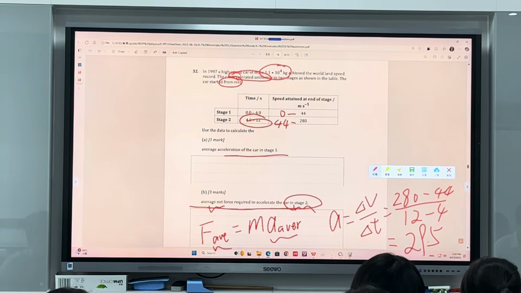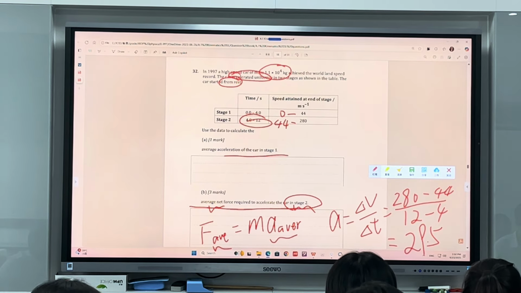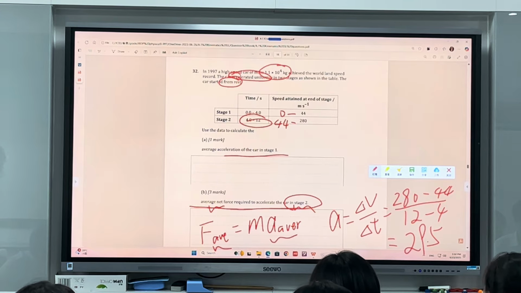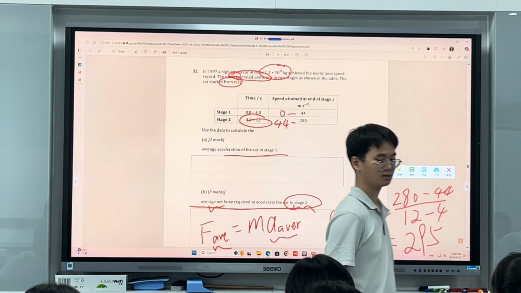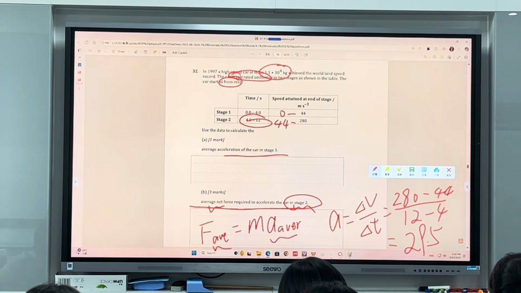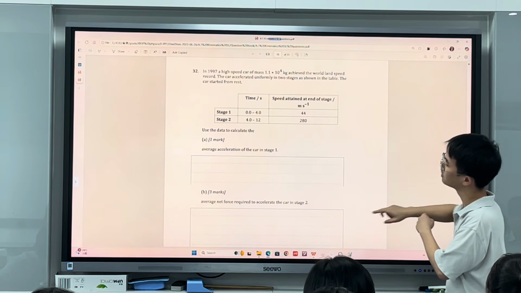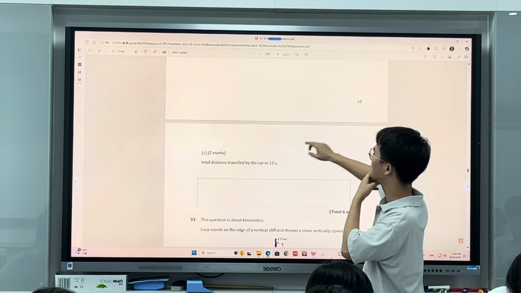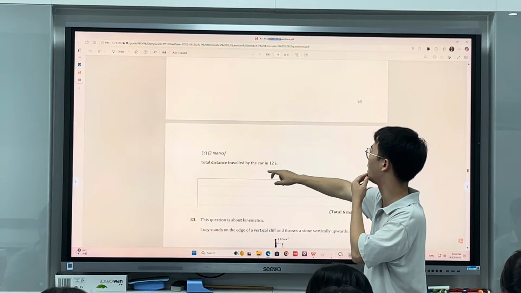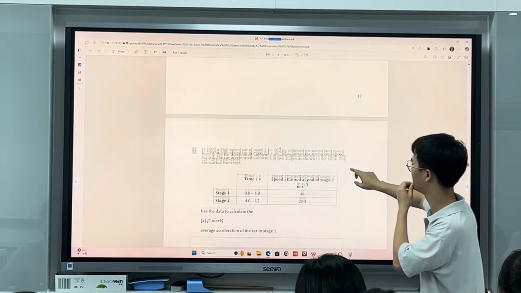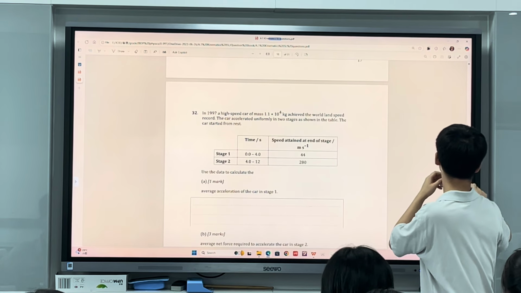3.24 times 10 to the power of 5. Anything else? Question C. Also 32. Total distance traveled by the car in 12 seconds. In 12 seconds.